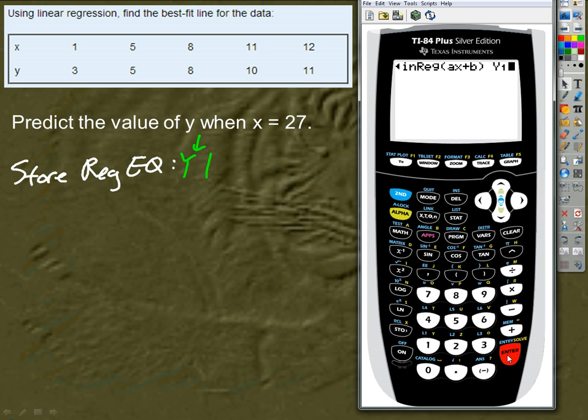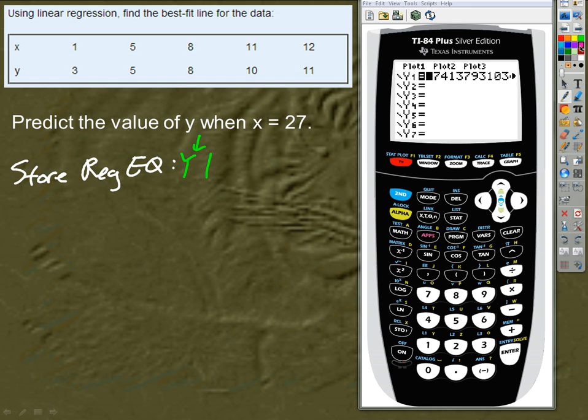Good. And it does the regression stuff, makes the equation, but it also stores it as Y1. That's the good part, right? So I've got this equation in there. Now my goal is I want to get the graph to where I can use it. So there's something really important going on with that. What do I have to do if I want to be able to use the line to evaluate the function at 27? Go to graph?